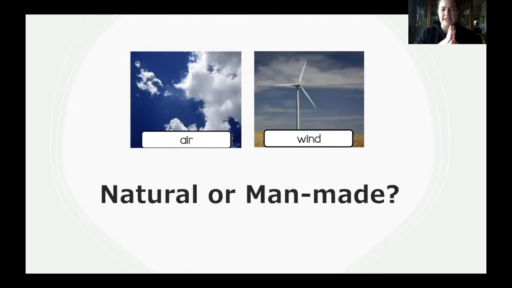Air and wind. Wait a second. Air and wind? I don't make air or wind. They both are just in nature. I think they're trying to trick us. These are both natural resources. That's right. They both occur naturally, and we have to use them for different things, but they are still natural resources.